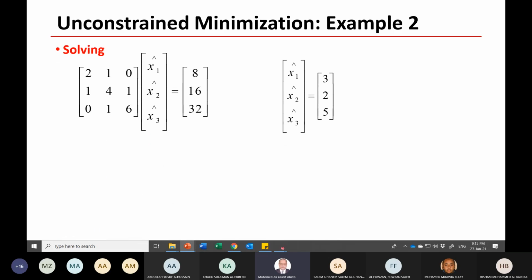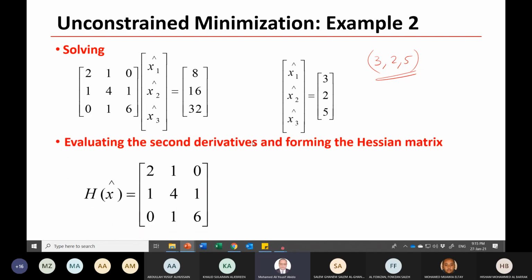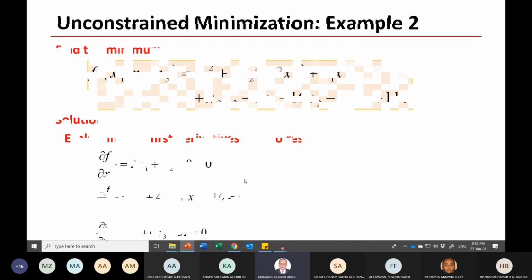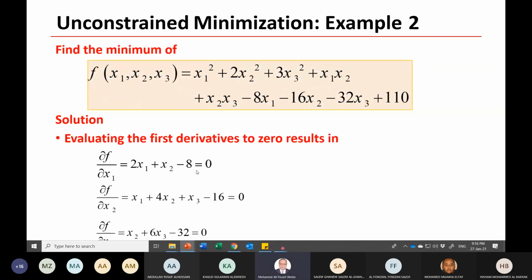These are 3 equations, 3 unknowns. One way or another, you can solve them. So you can find the stationary point that we have. This point is 3, 2, 5. This is the stationary point of that function. The next step is to find whether it is a minimum or maximum. So we go to the Hessian matrix, and this is the Hessian matrix. You can take the derivatives again, x1 square and x2 square and so on.